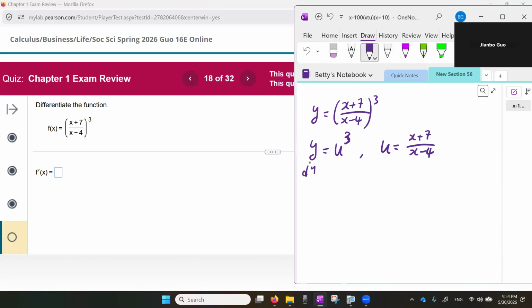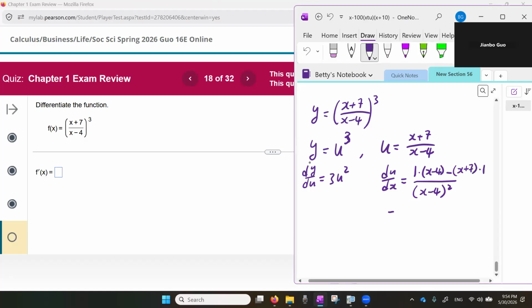dy/du is 3u squared. For du/dx, we're going to use the quotient rule, right? Denominator to the power of 2. The derivative of the numerator times the denominator minus the numerator times the derivative of the denominator. So let's simplify. x minus 4 to the power of 2. The x minus x cancel, negative 4 minus 7, negative 11.